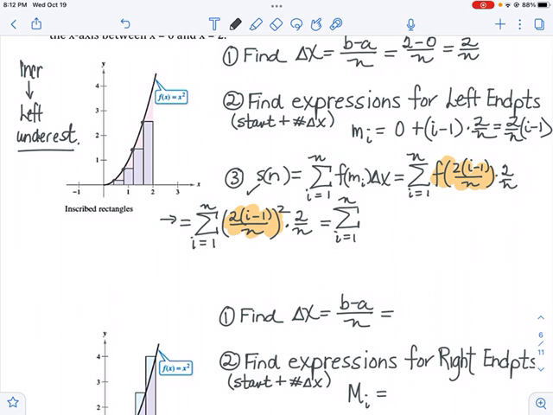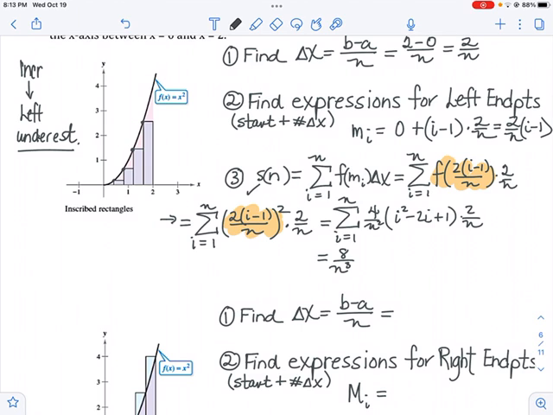So we have the summation from i equals 1 to n. What I'm going to do is square the 2 and the n in this. So I'm going to get 4 over n squared, and then I've got this i squared minus 2i plus 1, and then it's times this 2 over n here. So then this is equal to 4 over n cubed times 2 over n. So I'm going to bring out the 8, an 8 over n cubed.